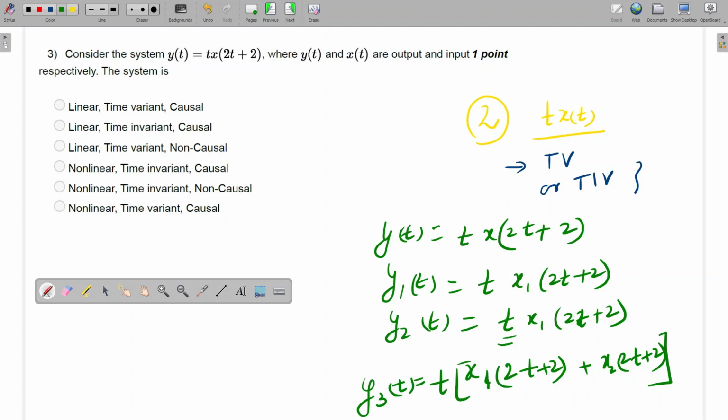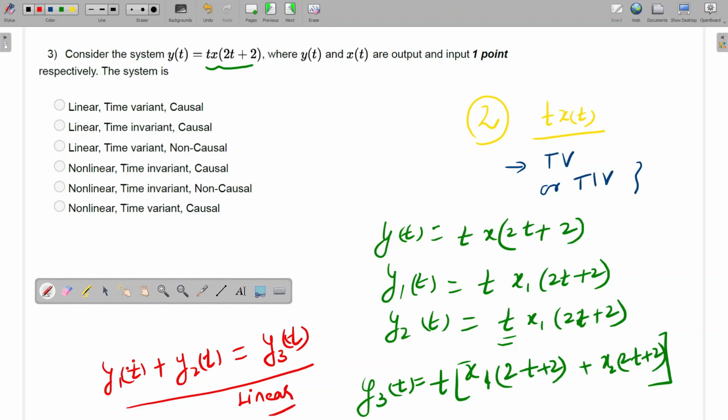Is it clear to all up to now? So what operation is here, that same thing will apply to x1 plus x2. So x1 (2t plus 2) plus x2 (2t plus 2), into t. And if we add these two, then we'll get the same thing. So y1 of t plus y2 of t, this is y3 of t. So the system is linear.